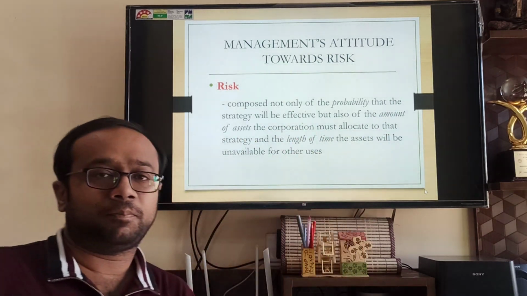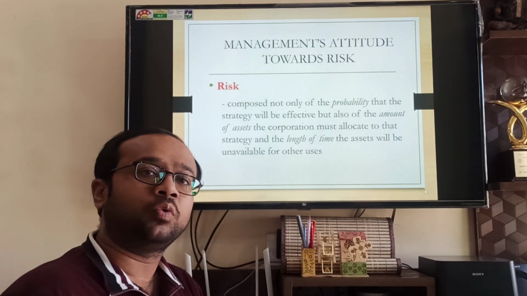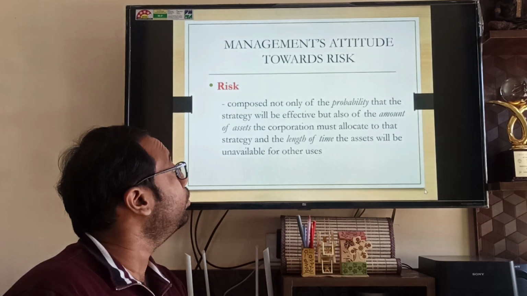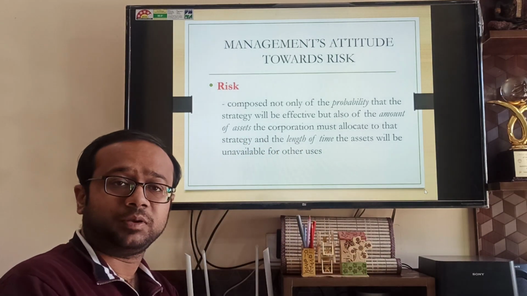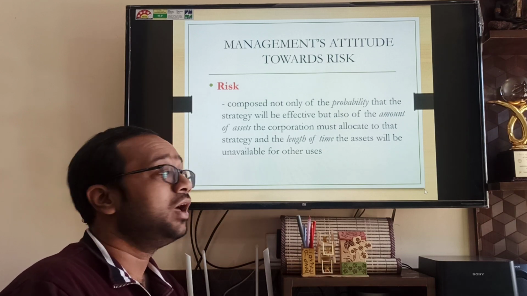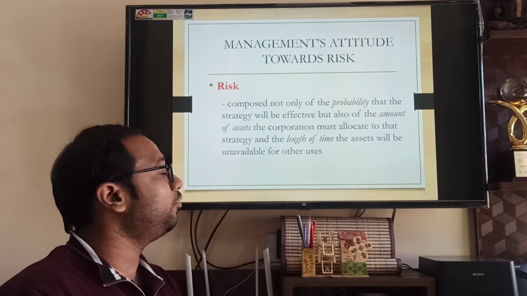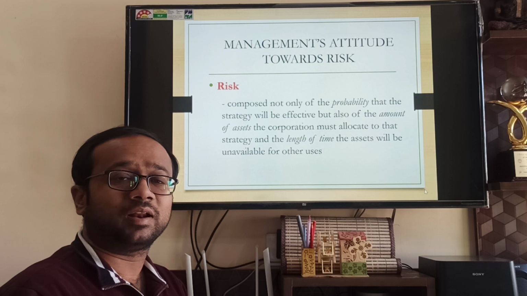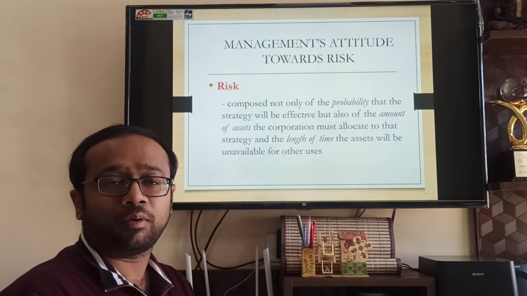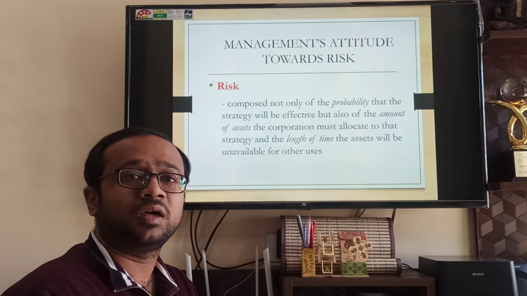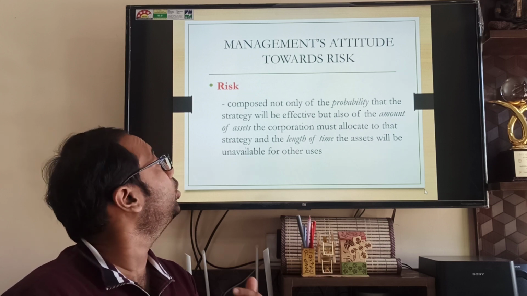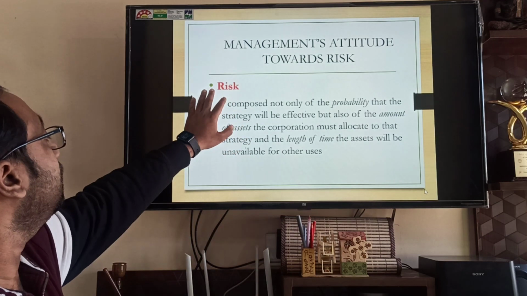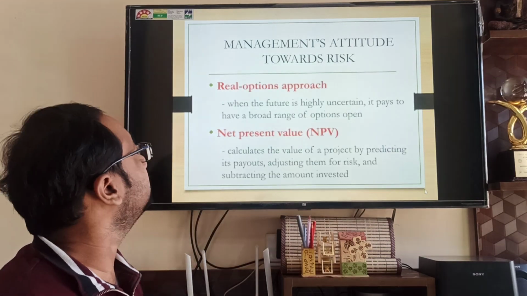Let us take an example from an employee resource. For a strategy, you are taking a person and deploying him in that particular strategy. So first is amount of assets: how many such people, how much manpower, you will be deploying in each alternative. And length of time they will be unavailable for other uses. If you are taking that person for that particular work, for some time he will not be available, right? He will be doing that work only. So calculate the amount of time, for example 5 months, 6 months. So 3 resources for 6 months is what you are doing. That is the risk, because in that time their work can get impacted. This is what it refers to when we say risk.